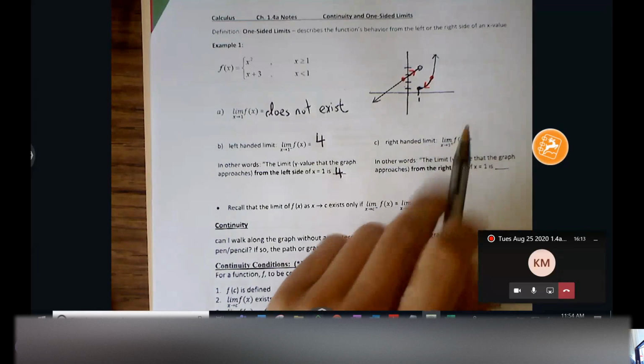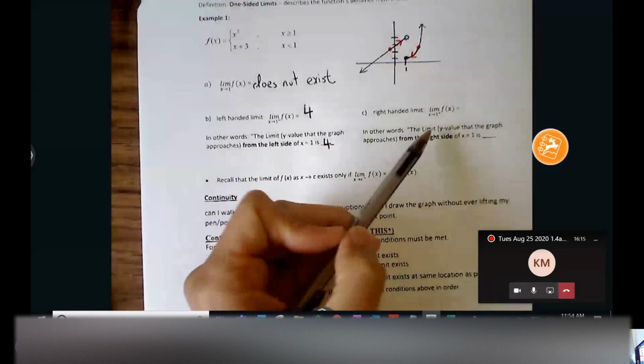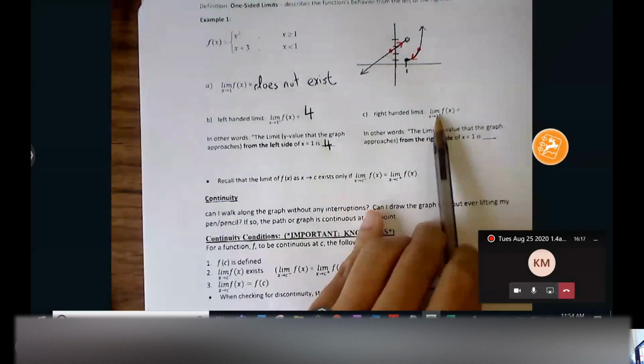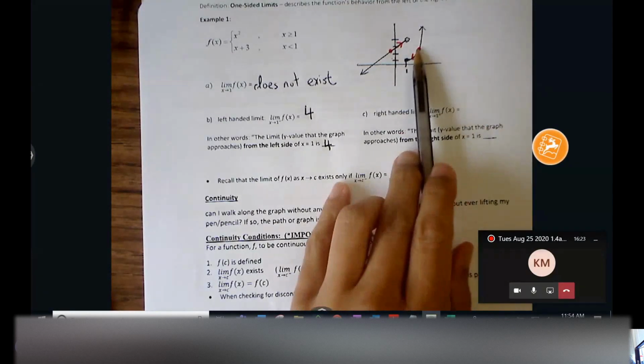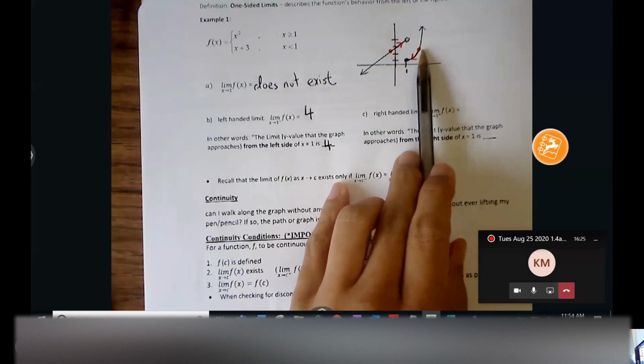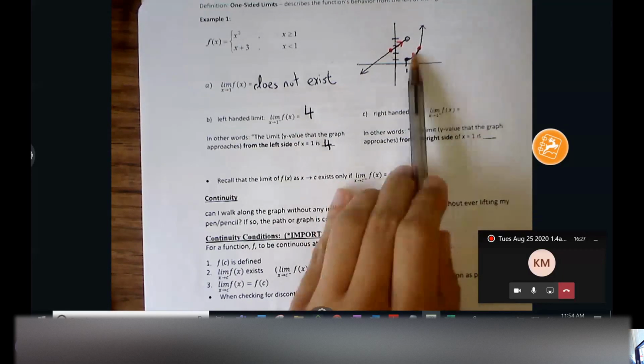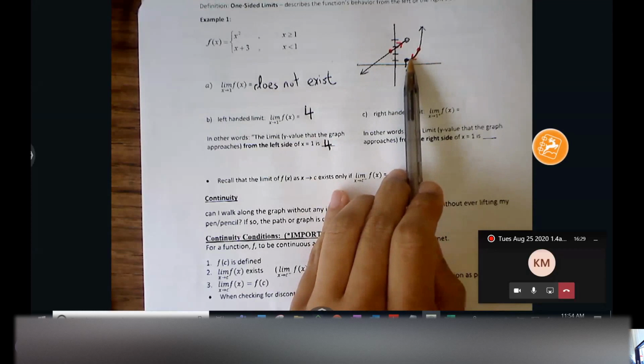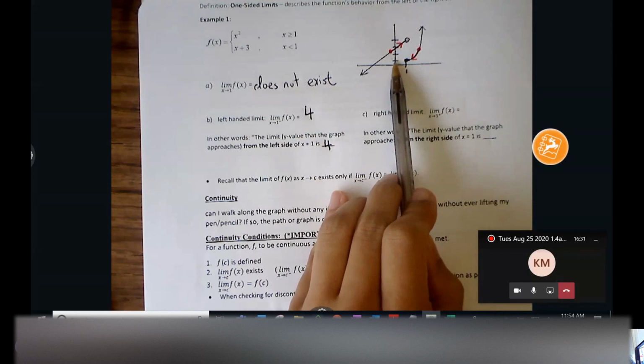Now, the right-handed limit is where we are starting at the right side of 1. You see that plus sign there? That plus means that we're starting to the right of our target, and then we're going to move towards our target, towards 1. That's why I moved to the left. And as I move towards 1, I see my y value is getting closer towards 1. So that's my right-handed limit.